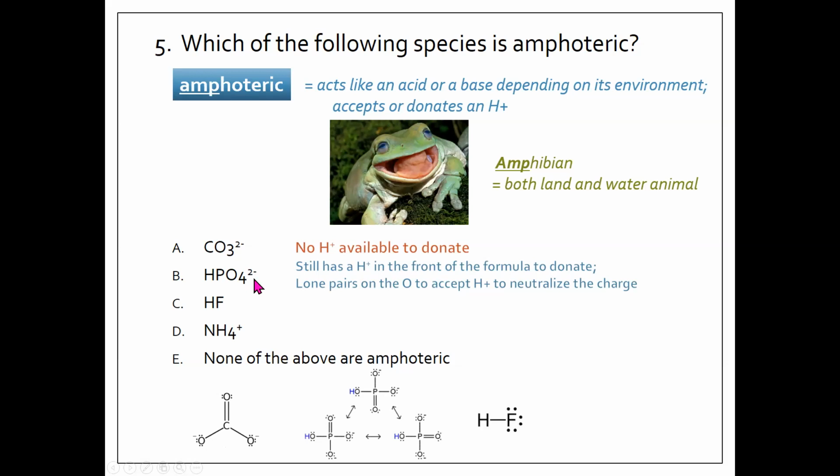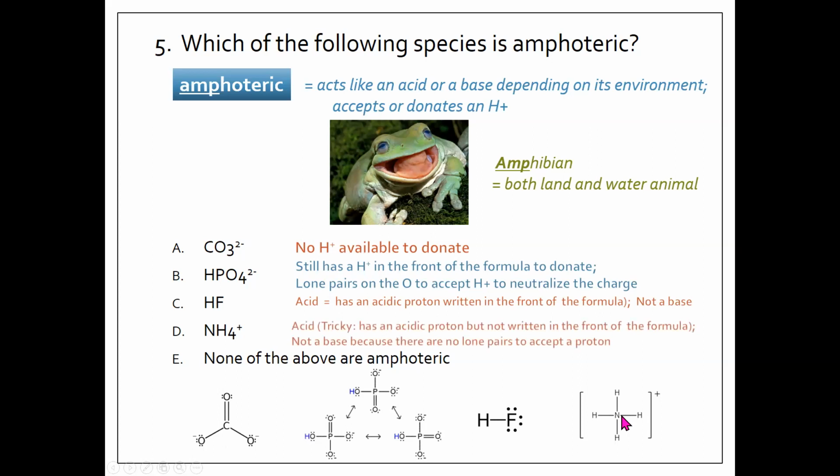Now looking at HF, that has an acidic proton to give off, but it is not a base. It's not going to accept another proton. And then the NH4 plus, yes, it has an acidic proton to give away, but it has no availability to take on another proton because its valence shell is completely full. So of our options, that HPO4 2 minus is our best option for the amphoteric.